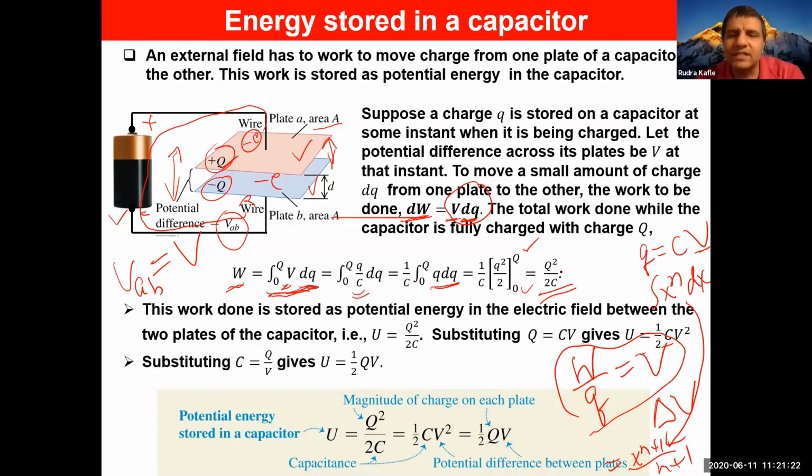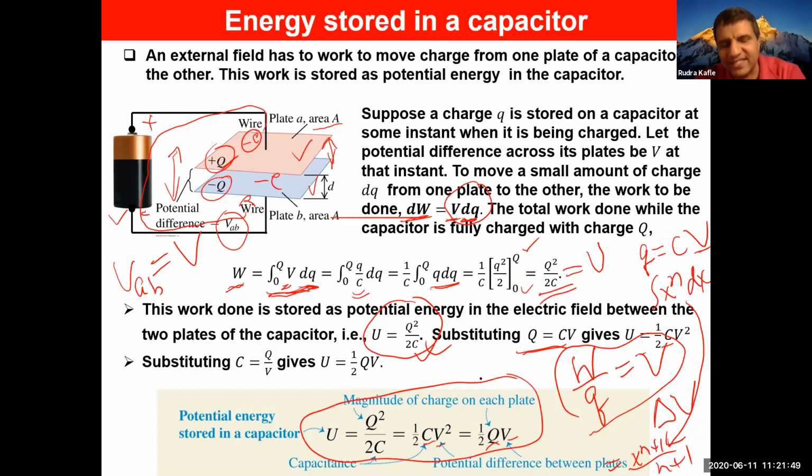What happens here is that this work done is stored as the potential energy. So you can write that this is equal to the potential energy stored in the capacitor, right? But by using the formula Q equal to CV, you can manipulate and then express this formula in terms of C and V or Q and V, right? So that gives the energy stored in the capacitor.